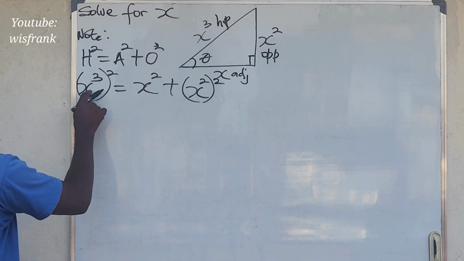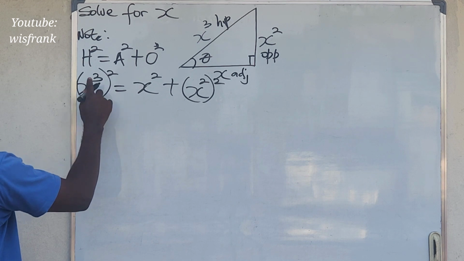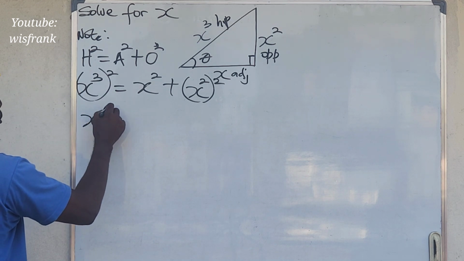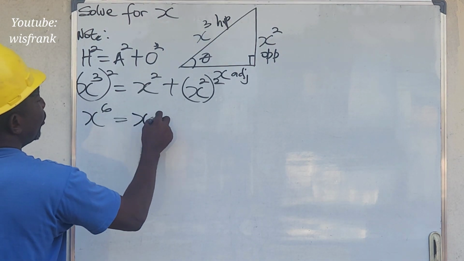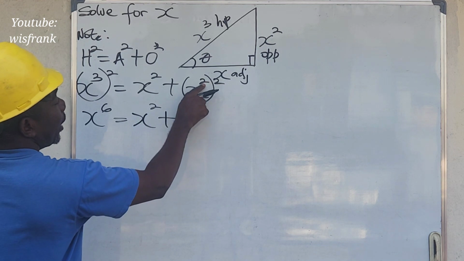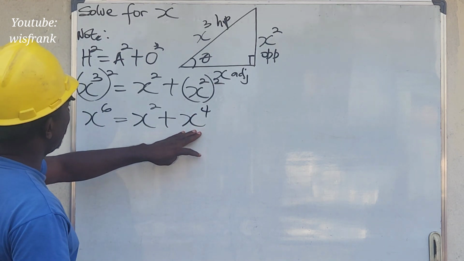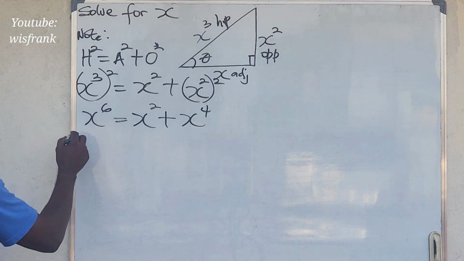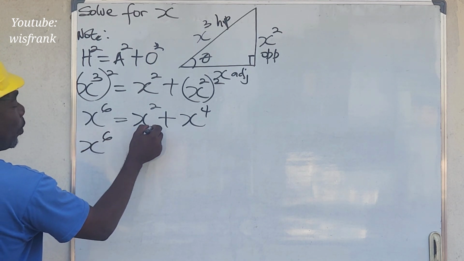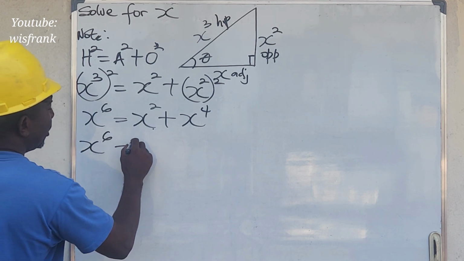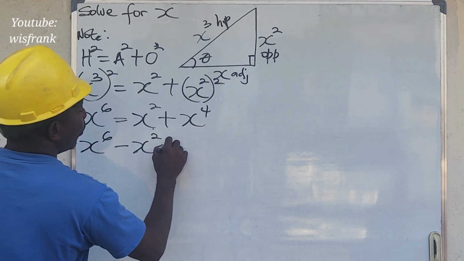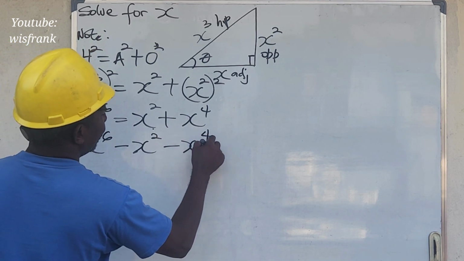So this is simply x to the power of 3 times 2, which is 6. So we have x to the power of 6 equals x to the power of 2 plus, here, 2 times 2, we have x to the power of 4. We can transpose all this to the other side. So this will become x to the power of 6. When this transfers to the other side, it becomes minus x to the power of 2. Then we have minus x to the power of 4.